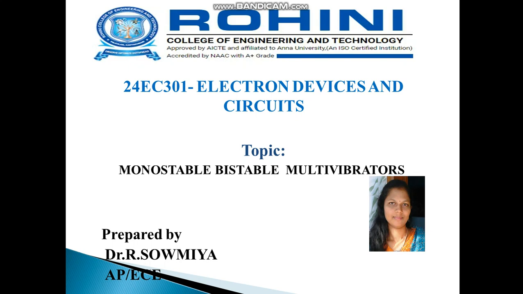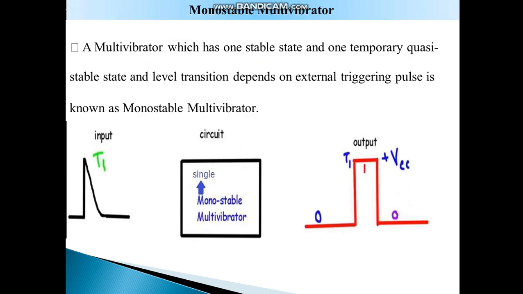Today we are going to see the subject Electronic Devices and Circuits. The topic is Monostable and Bistable Multivibrators. A multivibrator which has one stable state and one temporary quasi-stable state, and whose level transition depends on the external triggering pulse, is known as a monostable multivibrator.